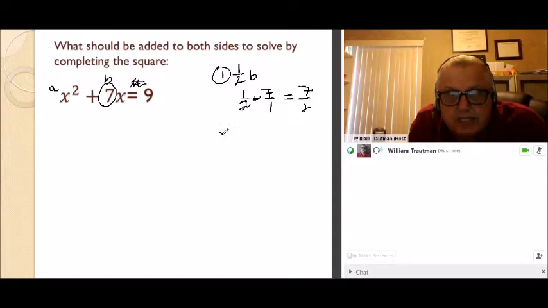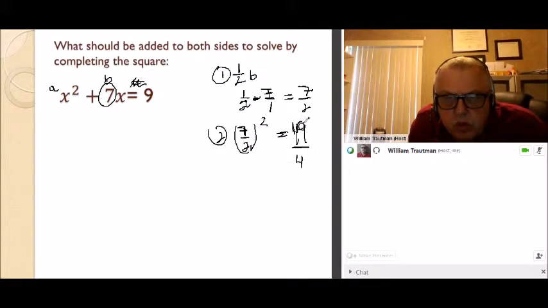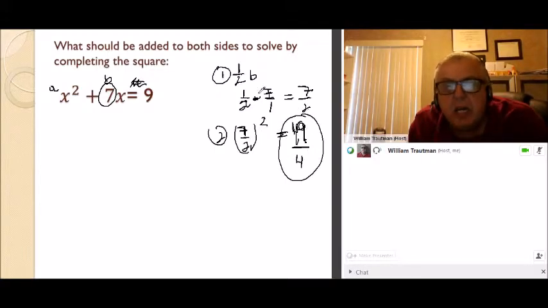So that's step 1. Step 2, square whatever you get for step 1. So we have 7 over 2. We're going to square it. 7 squared is 49, and 2 squared is 4. So in step 2, you square the 7, you get 49. Square the 2, you get 4. This is the answer. What should you add to both sides? You should add 49 over 4 to both sides.